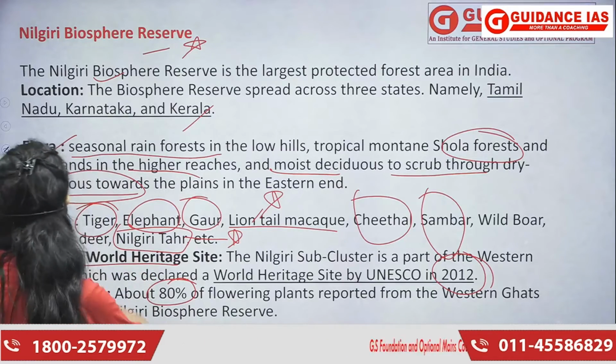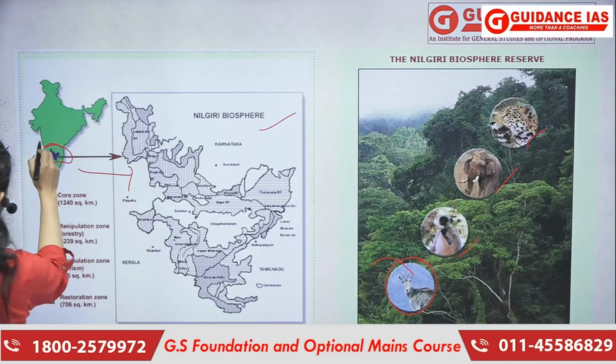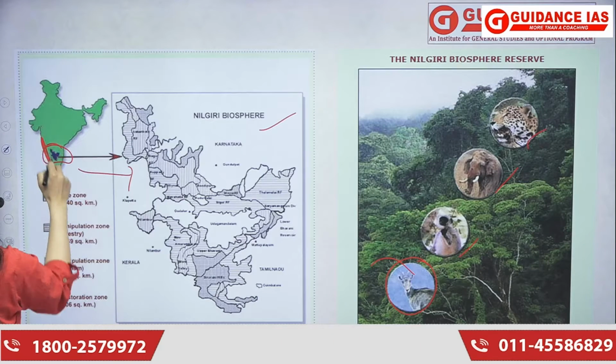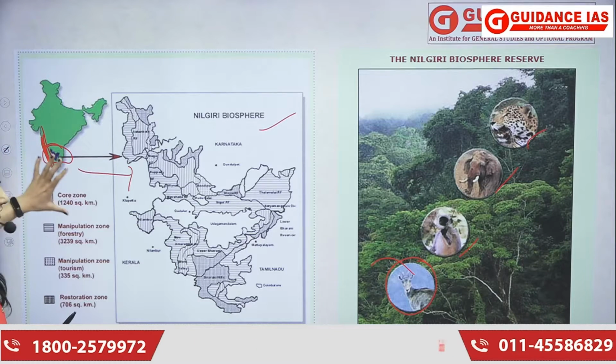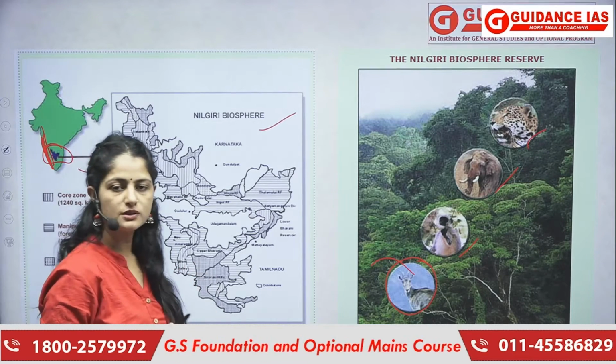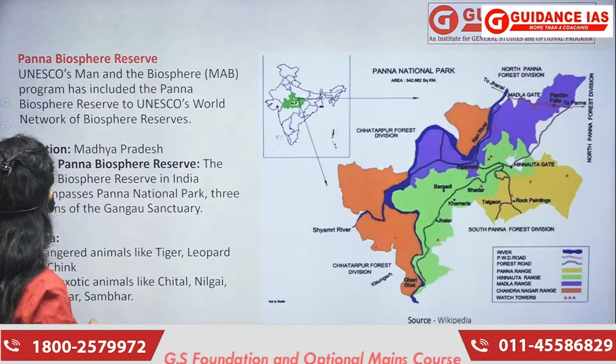मिलते हैं. Western Ghats, you know, Western Ghats, these are the Western Ghats, ठीक है? These are the Western Ghats. So Western Ghats में जितने भी flowering species है, 80% of them we find them in Nilgiri Biosphere Reserve, right?